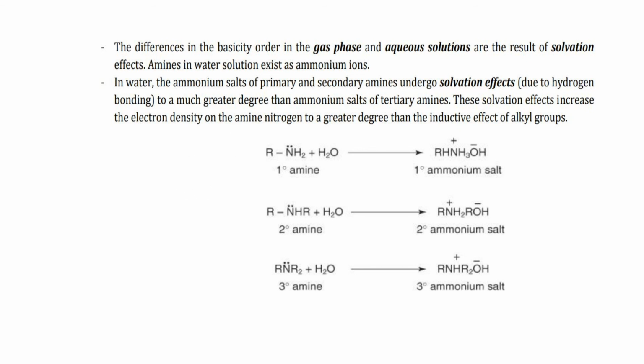Primary amine with water gives ammonium salt RNH3+ OH-. The secondary amine R2NH plus H2O gives R2NH2+ OH-. Tertiary amines R3N plus H2O give R3NH+ OH-. These are the tertiary ammonium salt, secondary ammonium salt and primary ammonium salt.